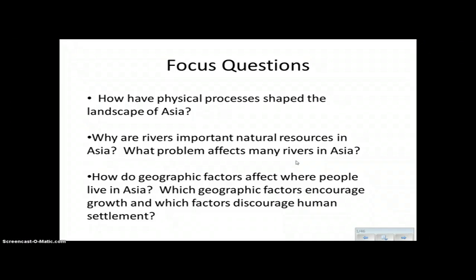You're going to want to get out a piece of paper and a pencil because you're going to be taking notes after each section. You have 3 focus questions today. How did physical processes shape the landscape of Asia? Why are rivers important natural resources in Asia? What problem affects many rivers in Asia? How do geographic factors affect where people live in Asia? Which geographic factors encourage growth? And which factors discourage human settlement? So please pause the video right now if you don't have a piece of paper and a pencil.